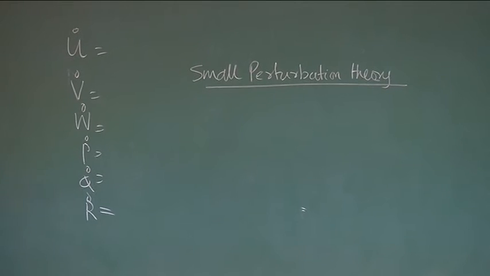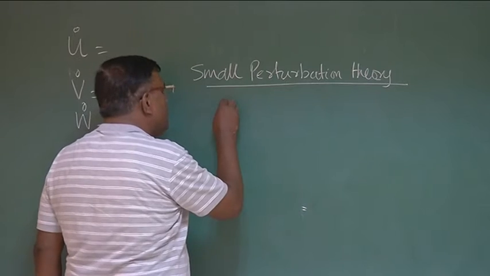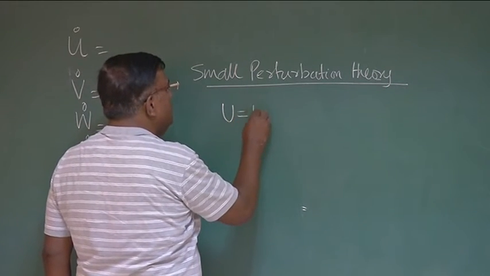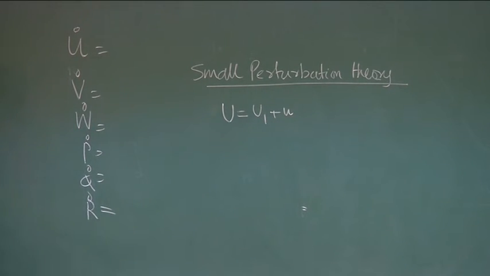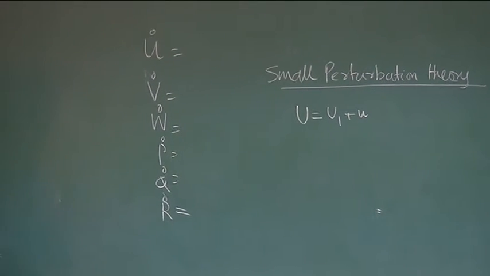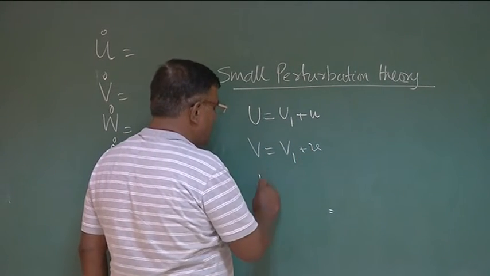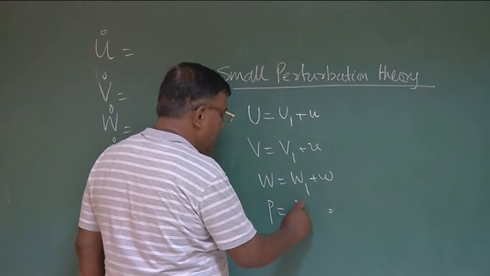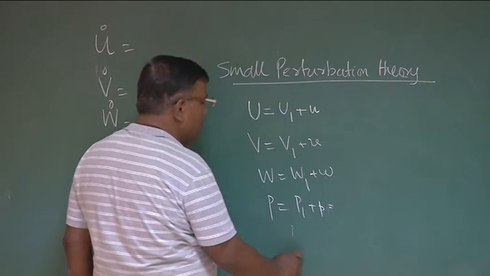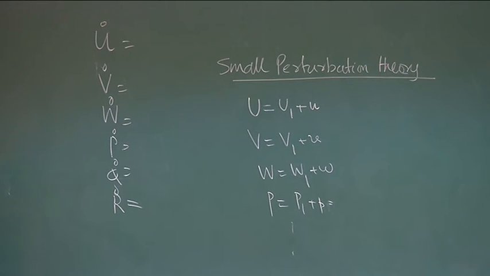And what was the understanding of small perturbation theory? That the perturbations are small, so that we can write total u is u1 at steady state plus perturbed velocity u. So we are assuming that the changes are such that linearity is maintained. Similarly, we write v equal to v1 plus v, w equal to w1 plus w, p equal to p1 plus small p, like this.